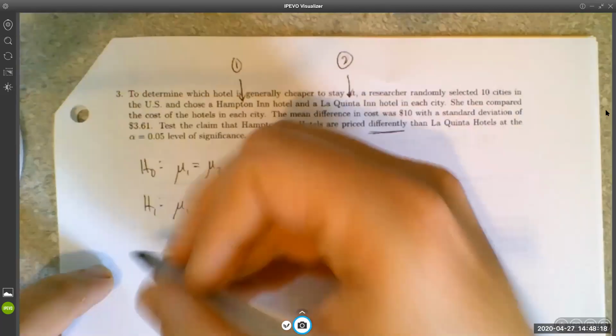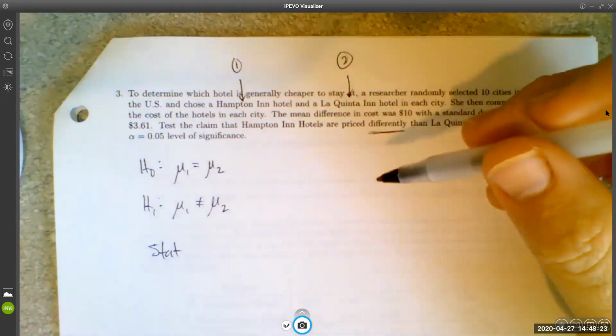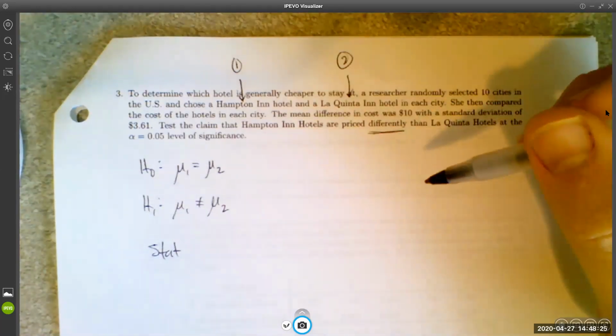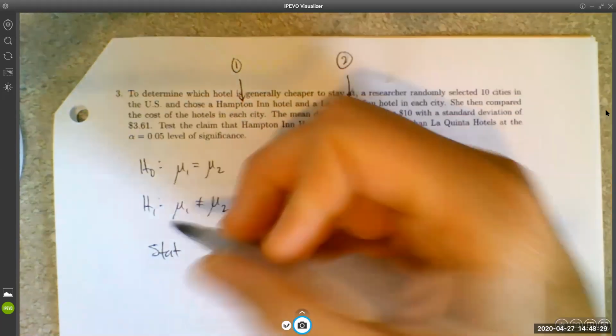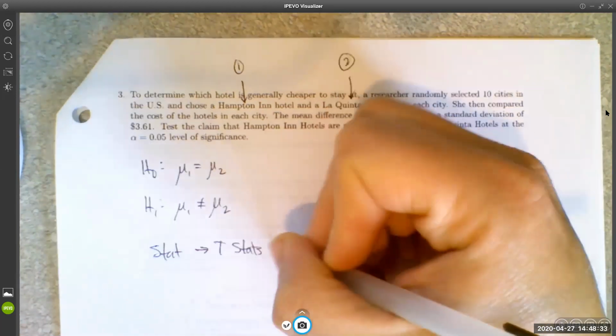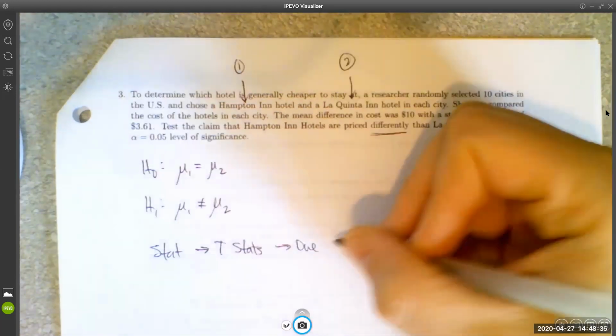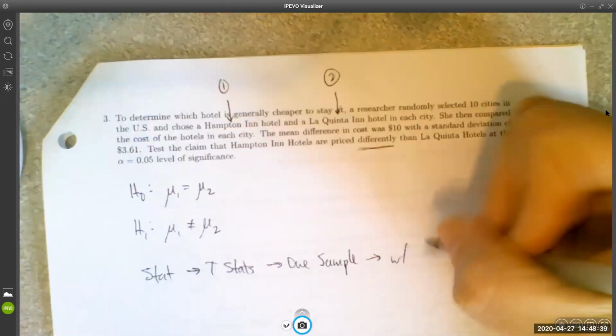So to test this claim, we're going to go to Stat. Now, since we don't have the raw data, we're going to run this like a single mean hypothesis test. So it's Stat, T Stats, One Sample, with Summary.